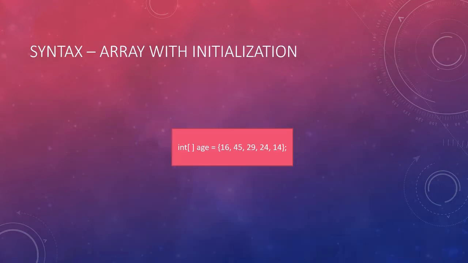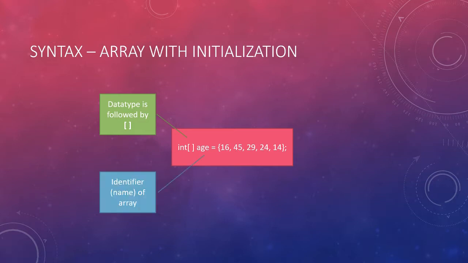Now let's review our syntax. First of all, when we're working with an integer, the first thing that we specify is our data type, unless of course we have an access modifier like private or public. But we have our data type followed by a pair of square brackets.